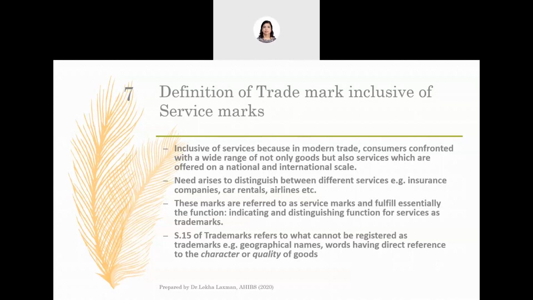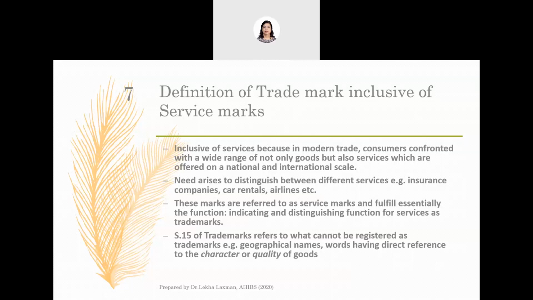Okay, so now, what cannot be registered as trademarks. Under section 15, it tells you what cannot be registered as trademarks, and these include geographical names. For example, you cannot use the name of a particular city as your trademark. You don't want to use the word Paris because that's not allowed. Or words having a direct reference to the character or quality of goods. Say, for example, if you're selling nasi lemak, the rice with anchovies and all that, you don't want to say delicious nasi lemak. That's like the quality of the goods, so they don't allow you to use that word.